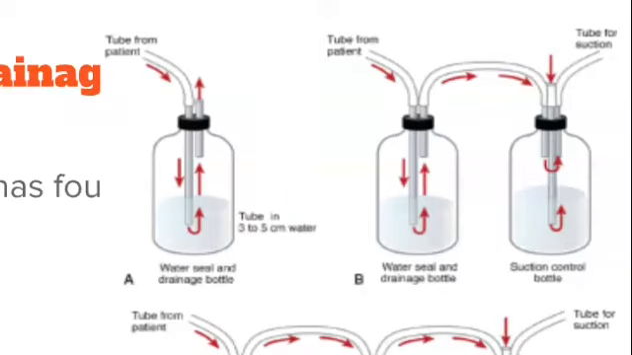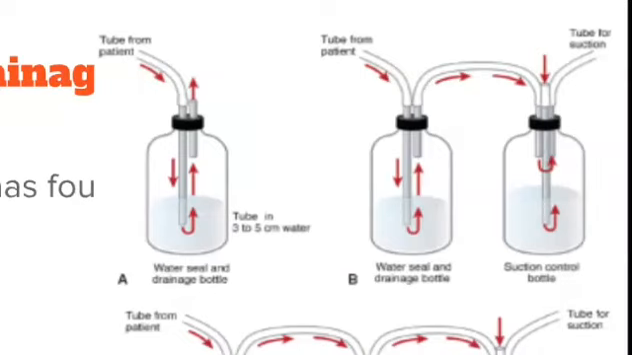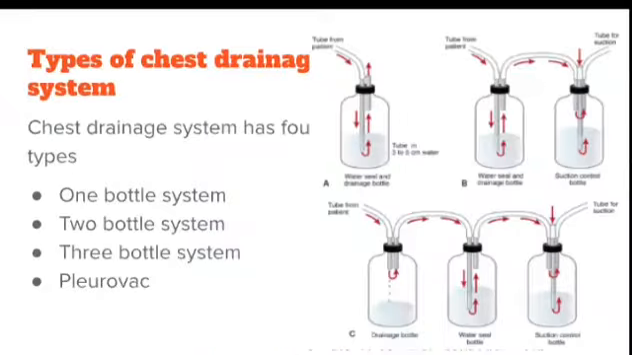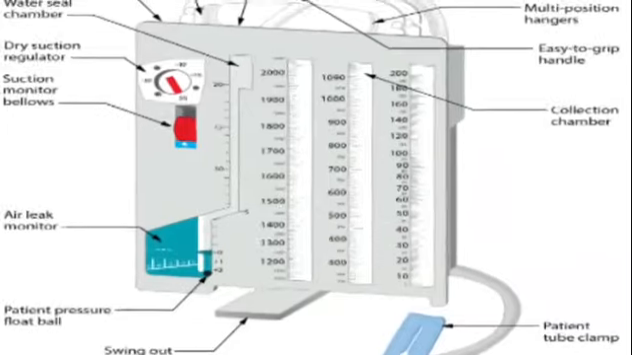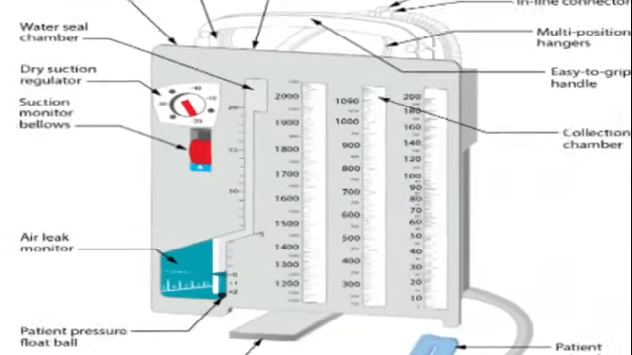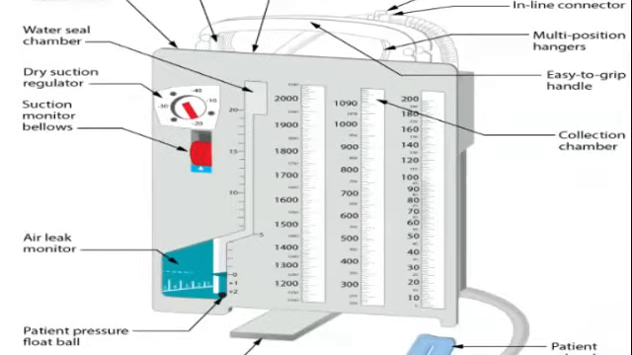If it is a 2 bottle system, we will have 2 bottles, both with the water seal, and there is 1 tube connected to the suction tube. If it is a 3 bottle system, we will have 3 bottles, and the last bottle will be connected to the suction. So what is Pleurovac? It is a closed drainage system where there is no worry about changing the bottle, connecting the bottle, breakage of the bottle, all those things.